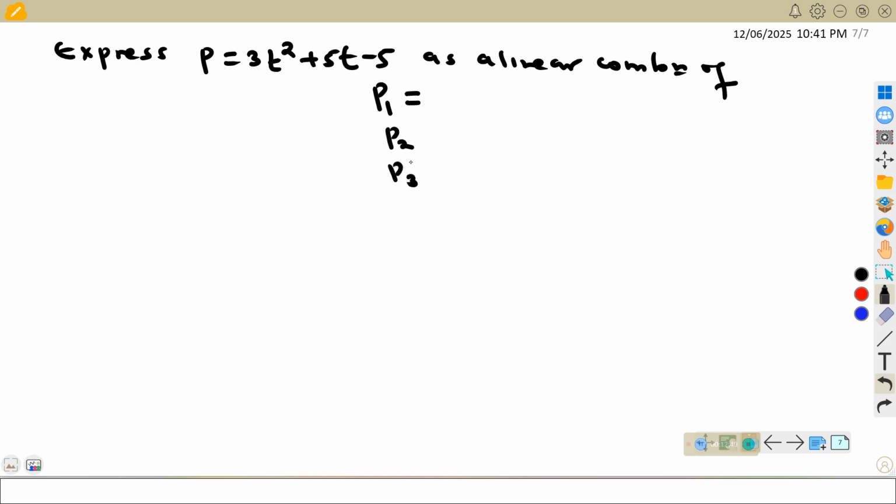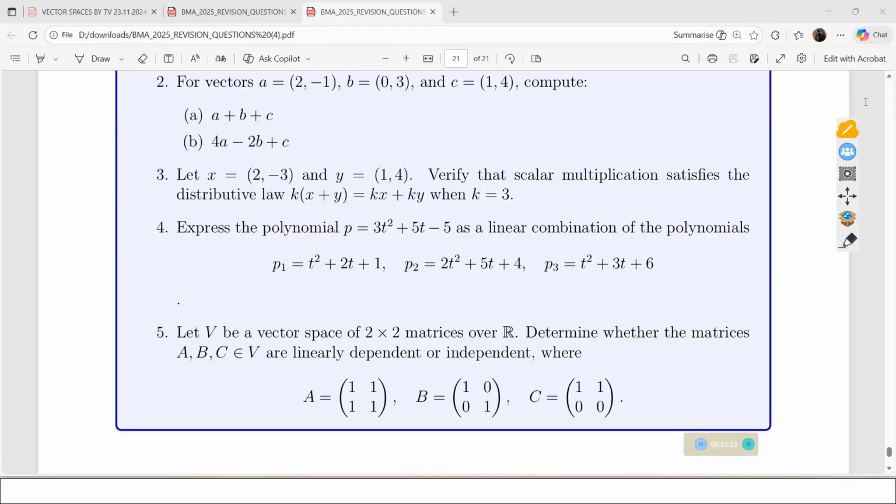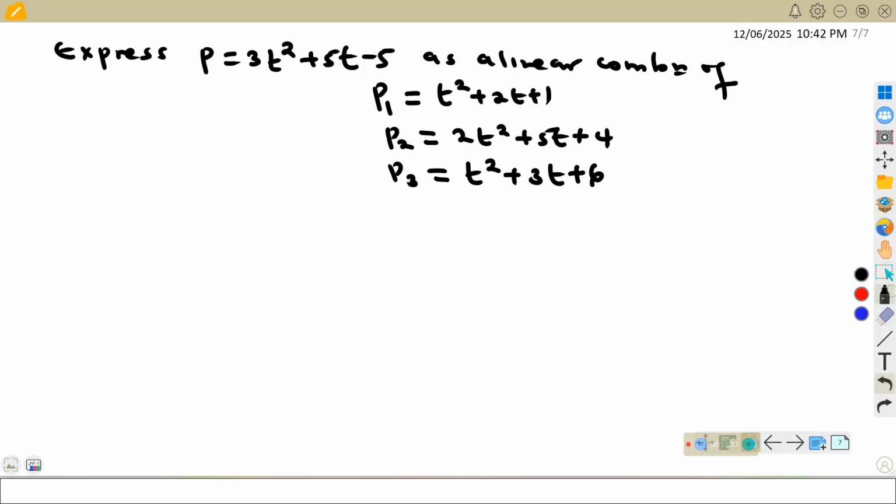So p1 is t squared plus 2t plus 1. Then p2 is 2t squared plus 5t plus 4. Then p3 is t squared plus 3t plus 6. So that is what we are having: p1 is that, p2 is that, then p3 is that. And this is our p, which we need to express as a linear combination of this. Like the way we did in our previous cases when we were dealing with R3, we shall do the same. So what we need is, we seek the scalars.